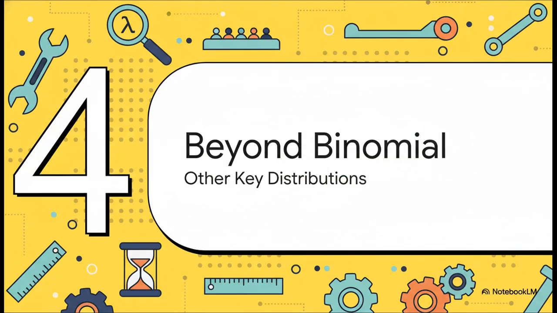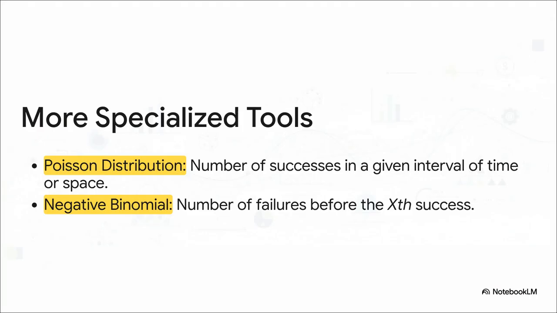So, the tools we've covered are incredibly powerful, for sure. But our statistical toolbox has even more specialized instruments for different kinds of problems. Let's take a quick peek at a couple more. The Poisson distribution is fantastic for modeling rates, how many times something happens over a period of time or in a specific area. Think about the number of emails you get in an hour, or the number of typos on a single page of a book. It's all about events happening in a continuous interval.